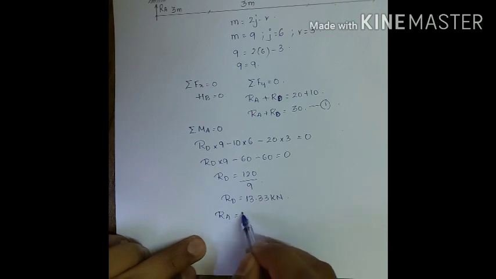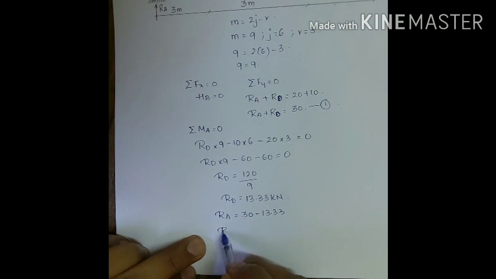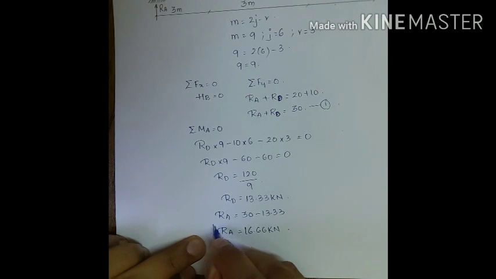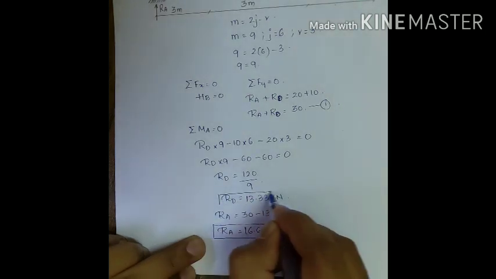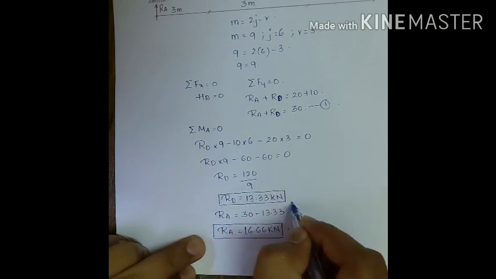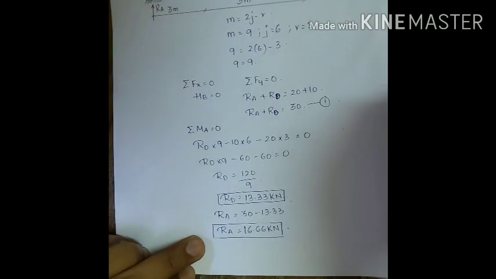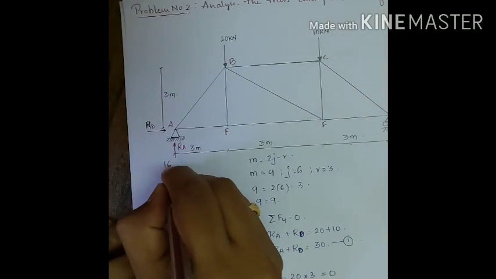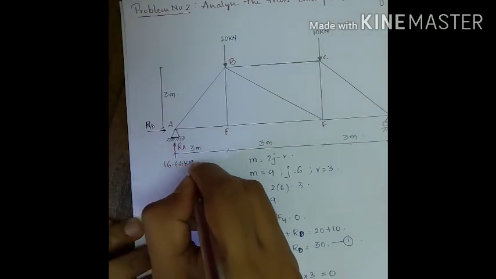RA is equal to 30 minus 13.33, which comes out to be 16.66 kilonewton. So I'll write there 16.66 kilonewton.